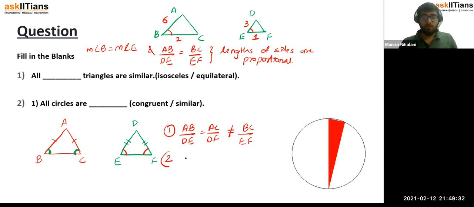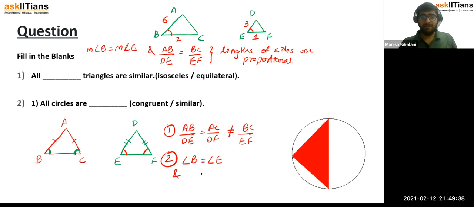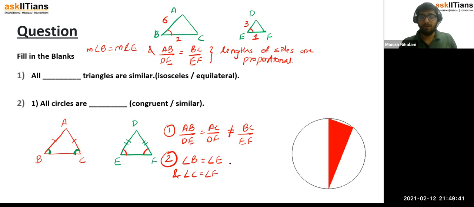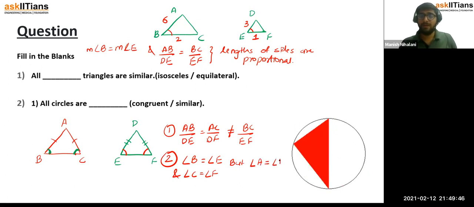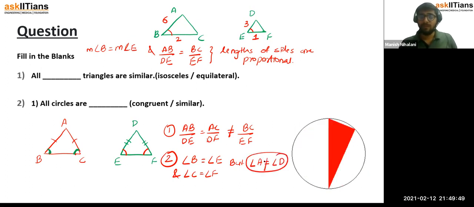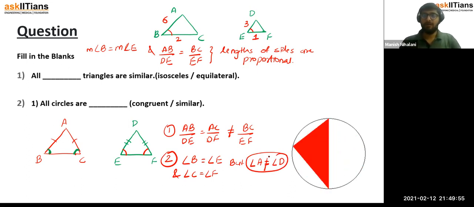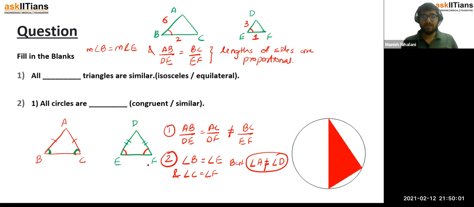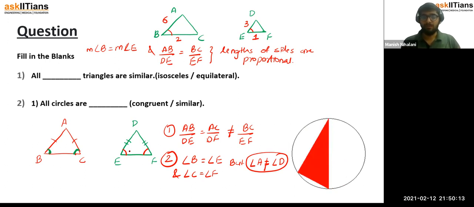You would say although angle B is equal to angle E and angle C could be equal to angle F, but do you think that angle A will also be equal to angle D? No, right? It is not necessarily the same. That is why you would say all the angles are not equal. So that is why we would say in this case, if these two angles are equal, the third angle need not be equal. So in this case, we would say all isosceles triangles need not be similar.